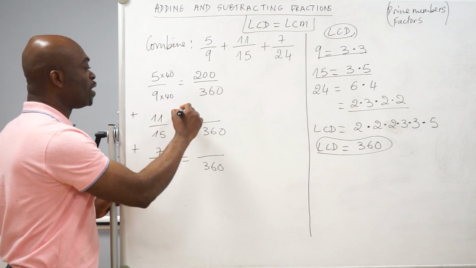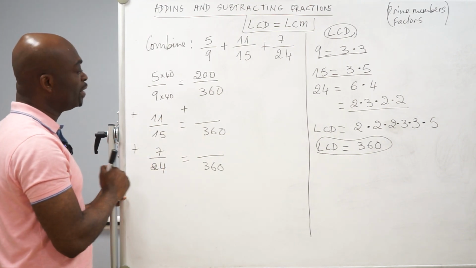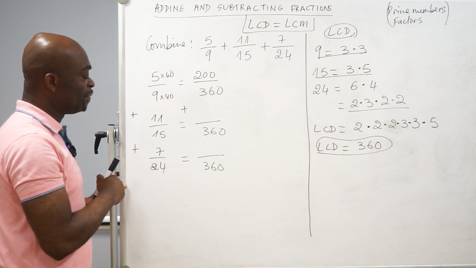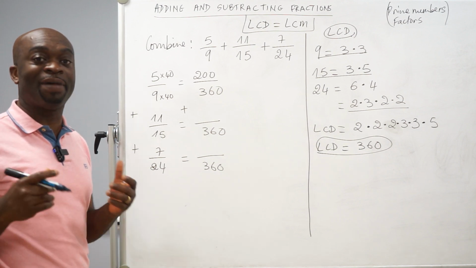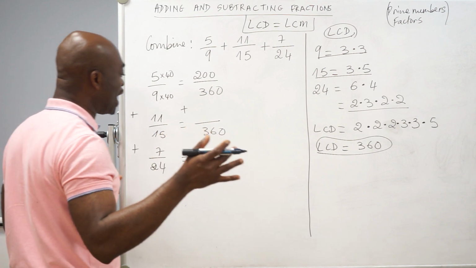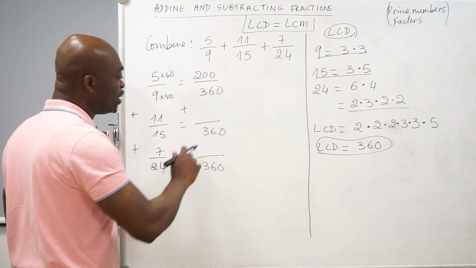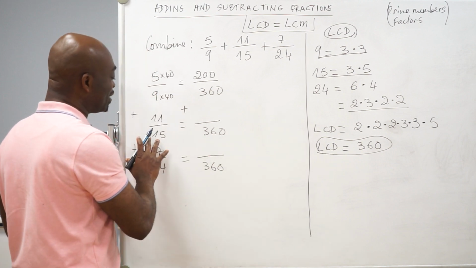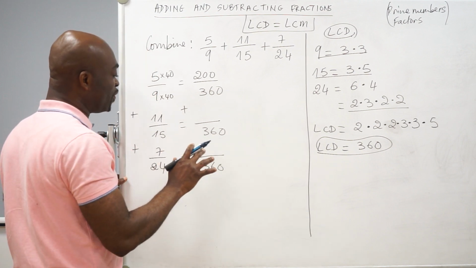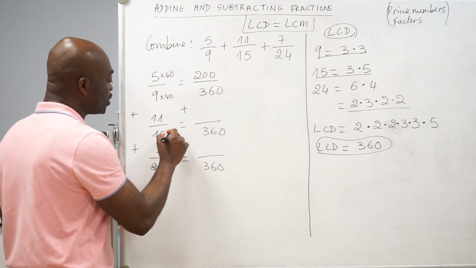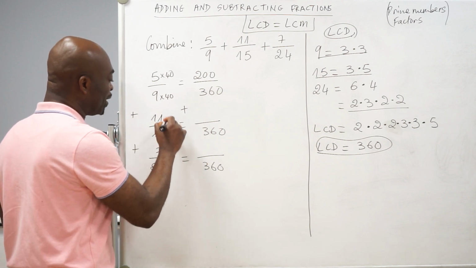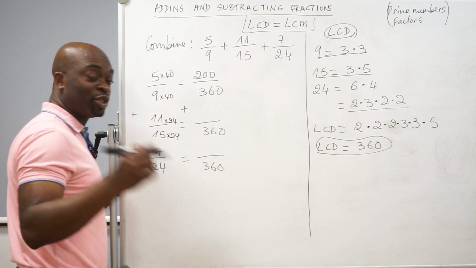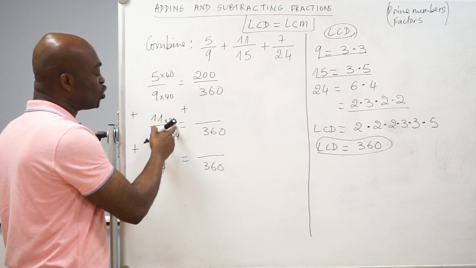So now you're adding this one too. Now you have to do the same thing here. 360 divided by 15 will give us what? You can do your calculations right on the side, or use your calculator, but at this point we're not using a calculator. So 360 divided by 15 is going to give us 24 times. Okay? So you multiply 24 here and 24 here as well. You guys can do that just to verify. So 11 times 24.